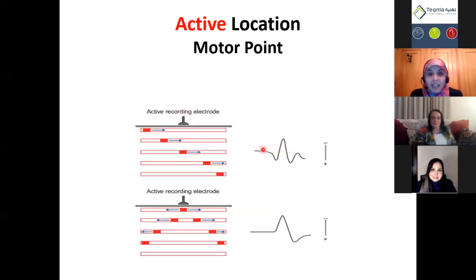The approach is an initial positive deflection. So you see an initial positive deflection. If you put it exactly under the site where the depolarization begins, you get a biphasic potential, essentially negative in the upward direction. This is how you know that you are at the correct point. And of course, if you are not at the correct point, it's not only that you have a positive beginning, the amplitude will not be good because you are not picking from all the fibers. So you expect a lower amplitude response.